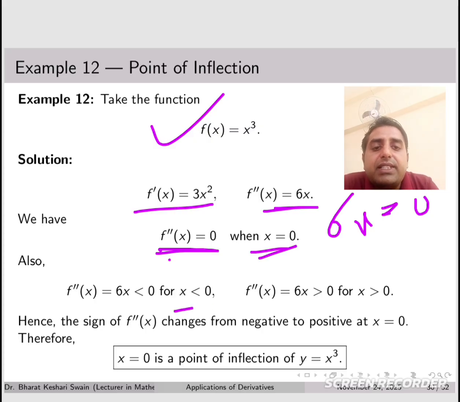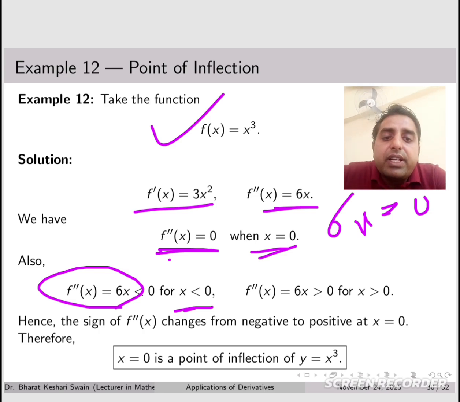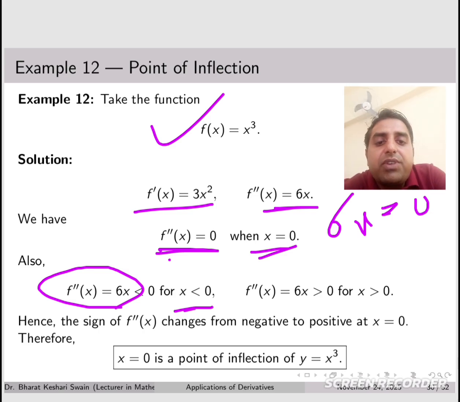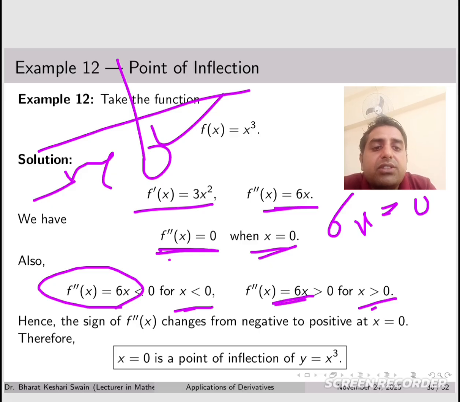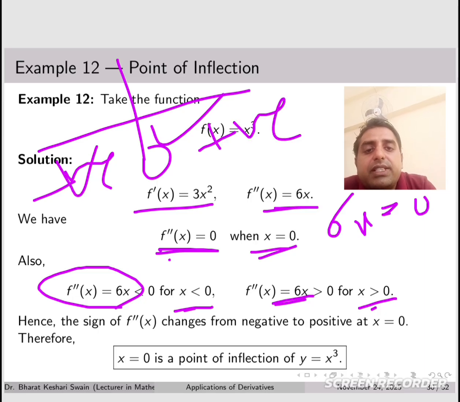For x less than 0, that means x is negative, then f''(x) is also negative because it is 6x. So for negative x, f''(x) is also negative. That means towards the left hand side of 0, it is negative. If x is greater than 0, then f''(x) is also greater than 0. That means towards the right hand side, it is positive. So it changes the sign.